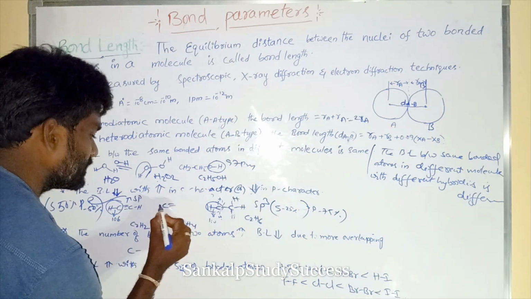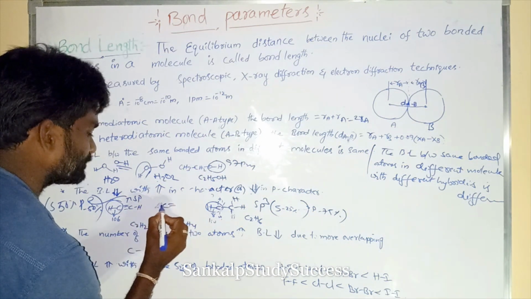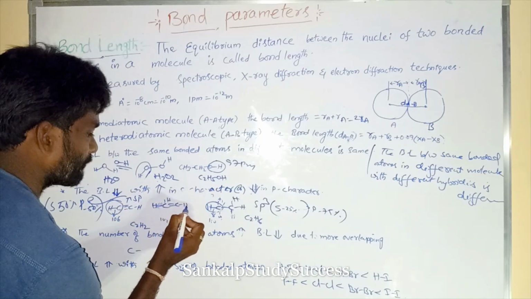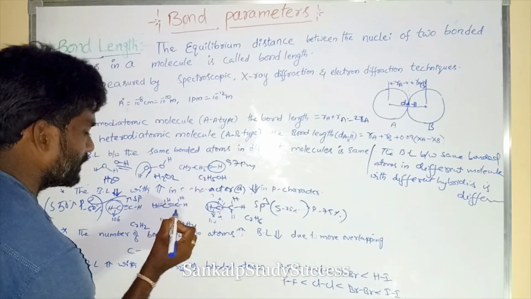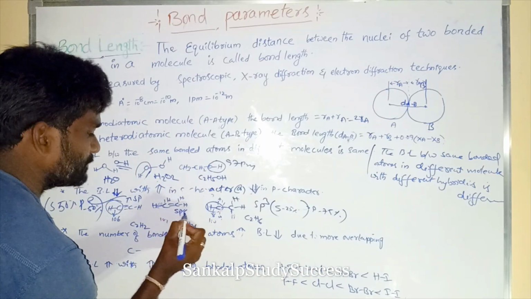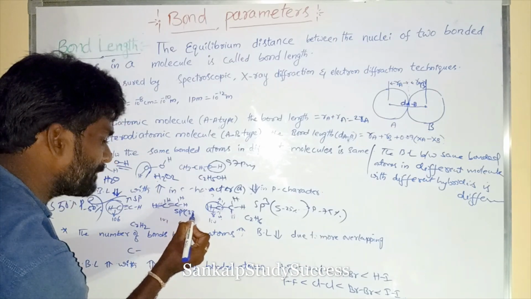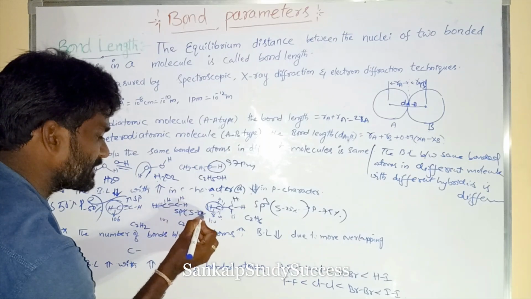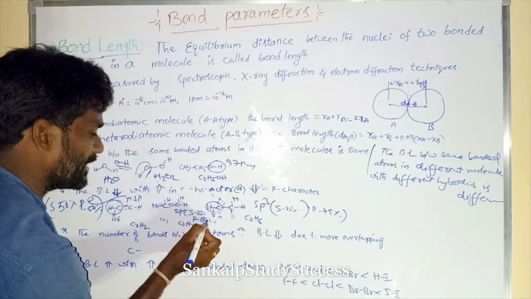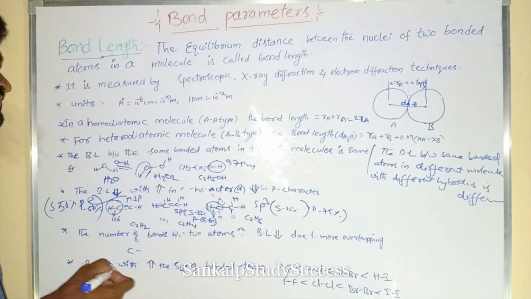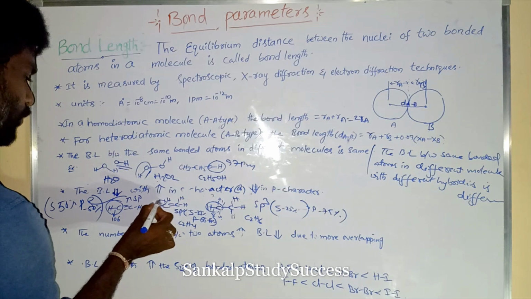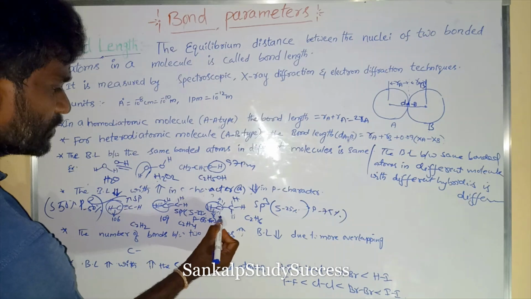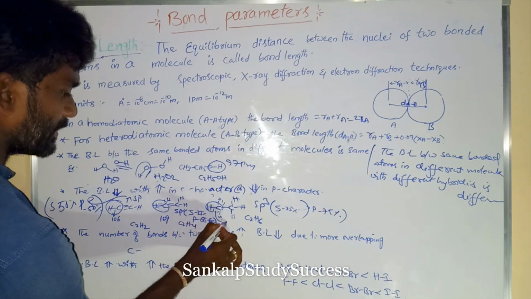This is ethene, C-H. This is sp2 hybridization. In sp2 hybridization, the S character is 33% and the P character is 66%. Its bond length is 109. In ethane, its bond length is 110.